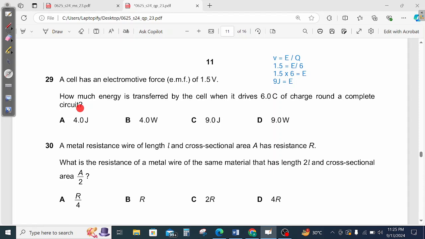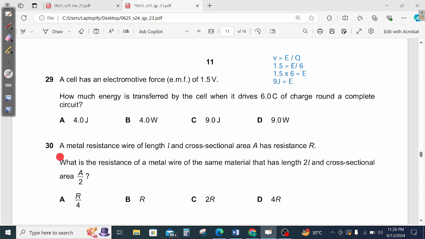So the formula is: EMF, which we represent by V, is equal to energy per unit charge. The value of V is 1.5. You have to find the energy delivered to the charge, divided by the value of charge, which is 6 coulomb. So 6 will be multiplied on the left side. Multiply these two terms and you will get 9 joule. So your output option will be C is correct.